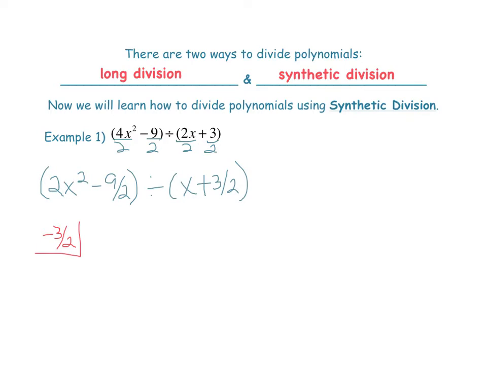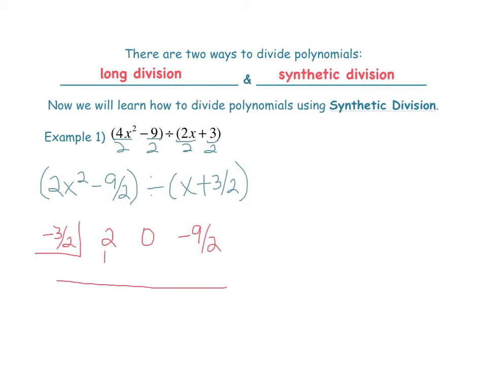Now, the next thing we do is we start to bring down the coefficients of each of the terms in the dividend. Now, you've got to make note that we start out with 2x squared, and we skip x to the first power. So remember, we're going to have to use 0 as that coefficient for the placeholder. So it'll look like this. I'm going to bring down the 2, and then the 0 for the 0x to the first power, and then the negative 9 halves. Next, skip a space and draw a line, just like that.